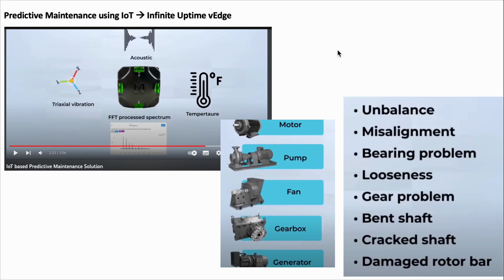This is from a startup, Infinity Uptime. They call their product VH. This is not the networking VH. This is a product itself, similar to the ABB product. They look at vibrations, temperature, and acoustics, and so on, in motors, pumps, fans, gearboxes, generators.